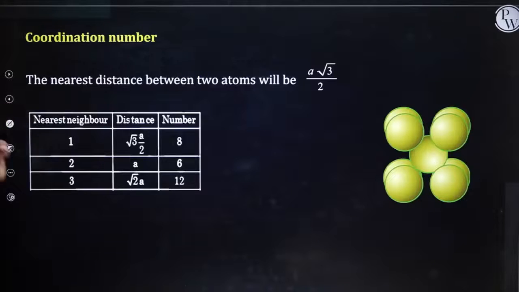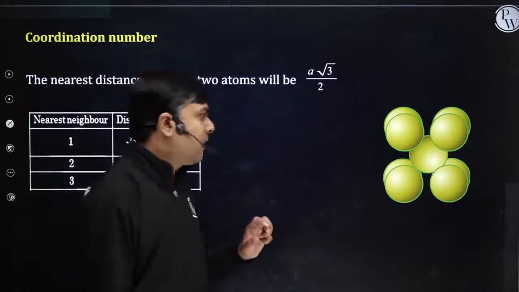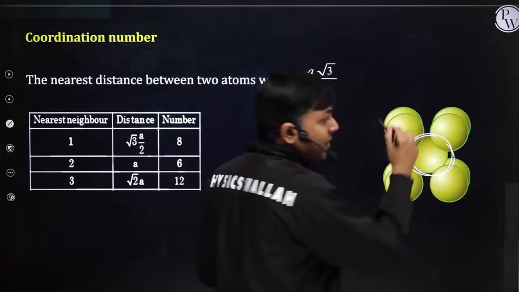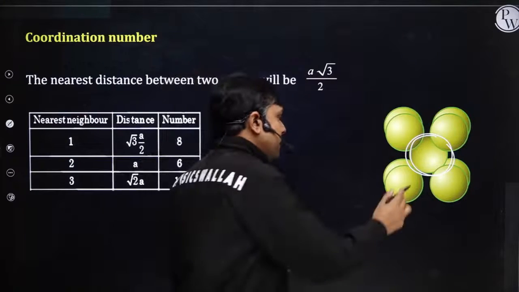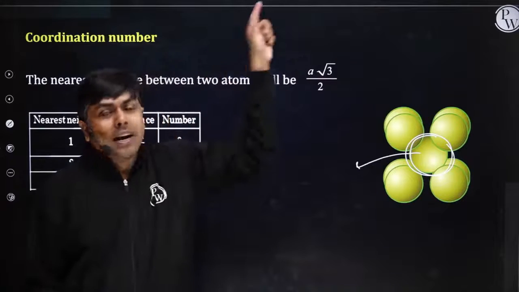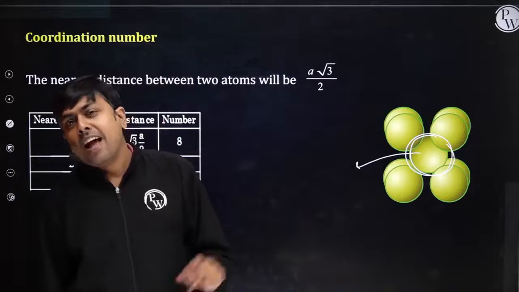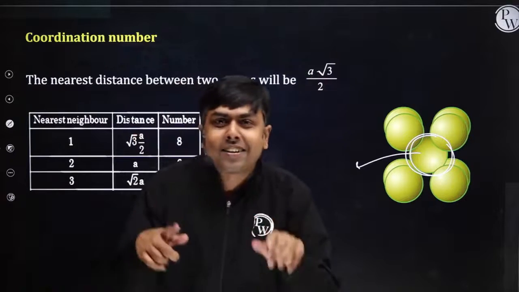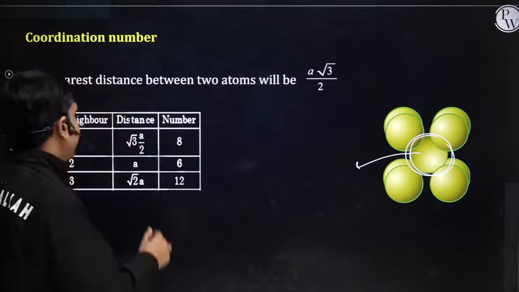Next one, coordination number. Student, this is my test particle or test constituent particle. If I focus here, basically it is surrounded by 8 particles, corner particles, and these 8 corner particles are at a distance of root 3 by 2 a.